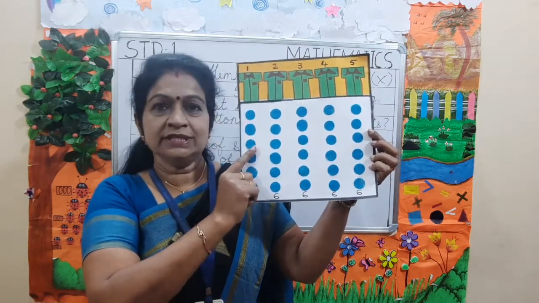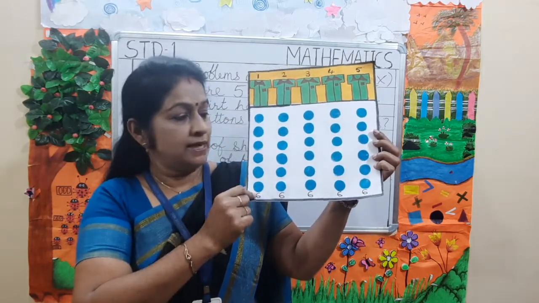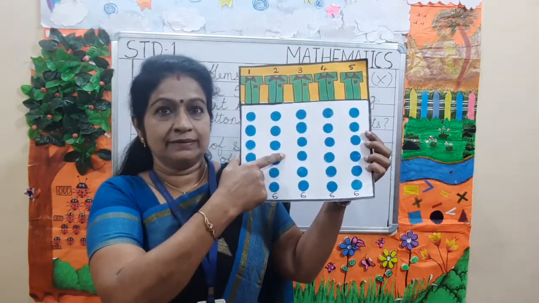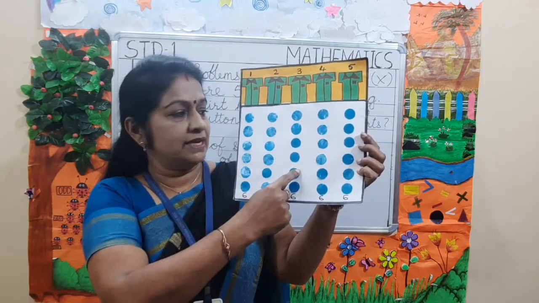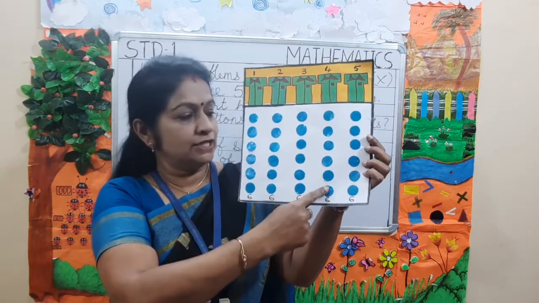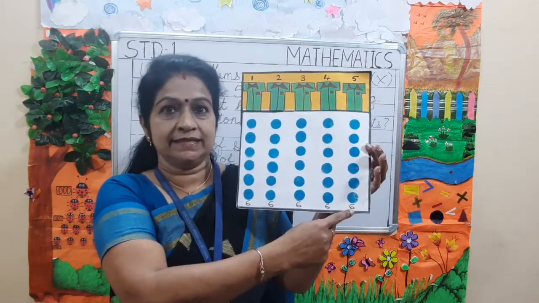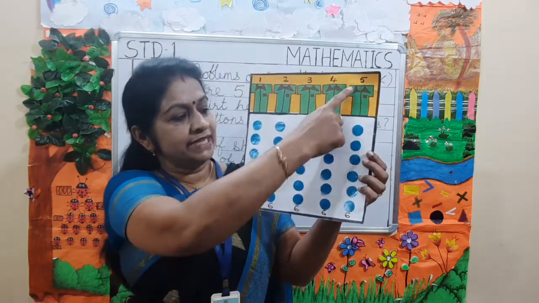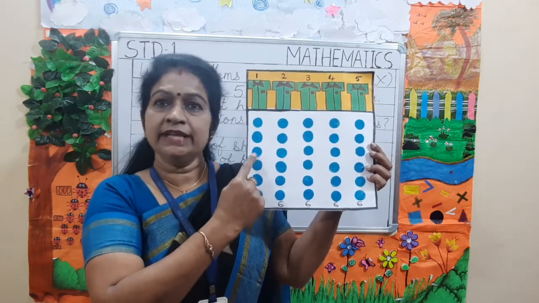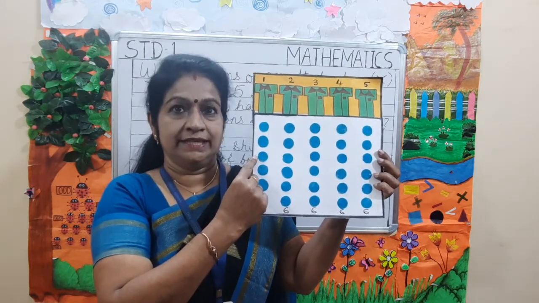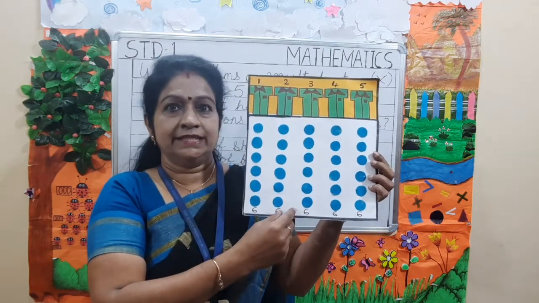And you can use the repeated addition also. So you can count 6 plus 6, 12. 12 plus 6, 18. 18 plus 6, 24. 24 plus 6, 30. 5 sixes are 30. Or you can count all the buttons together. Then also you will get 30. The answer will be 5 sixes are 30.